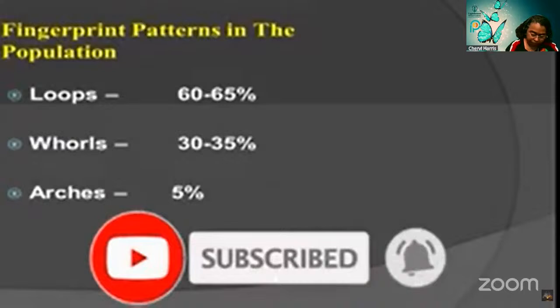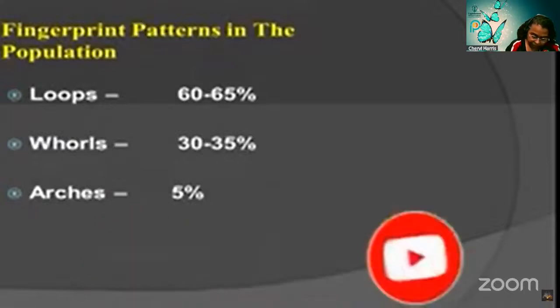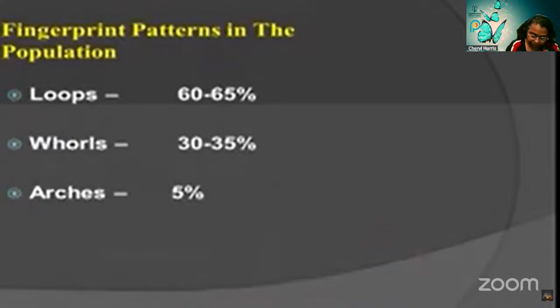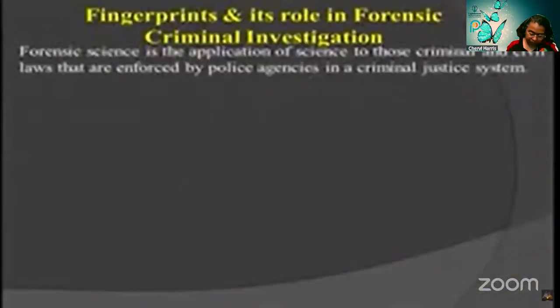So I hope that now you are also able to identify your pattern. Just try to take some ink on your thumb impression and put it on a page or some other surface and try to identify the deltas and the patterns, so you can identify your finger ridge patterns as well. Now generally, let's know about fingerprints and their role in forensic criminal investigation.